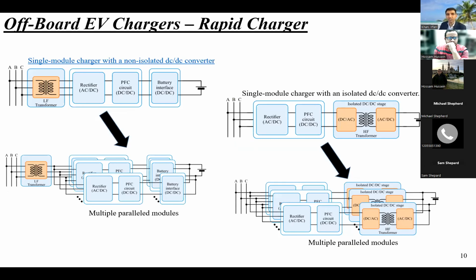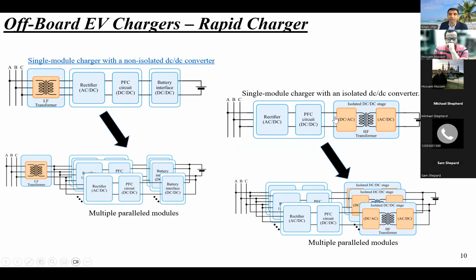All right, so off-board chargers have different types. Some of them are non-isolated, where we do not have a transformer in the DC to DC converter, and some of them are isolated DC to DC converters. These are single module chargers, used for low power charging. If we want fast, high power to feed our battery, then we need multi-module parallel operation. We can have different modules connected in parallel to charge our batteries. So this is for the non-isolated one, and this is for the isolated topologies.